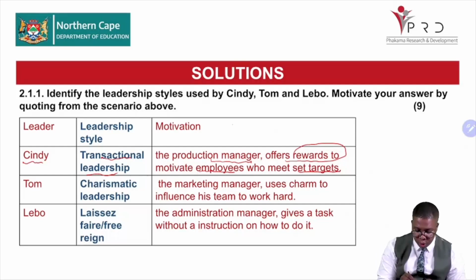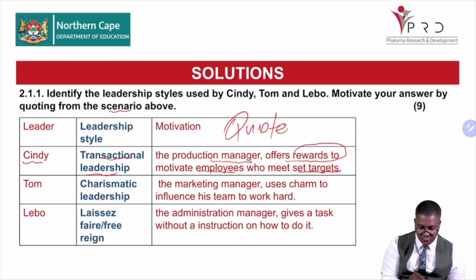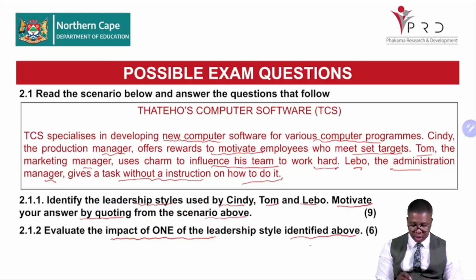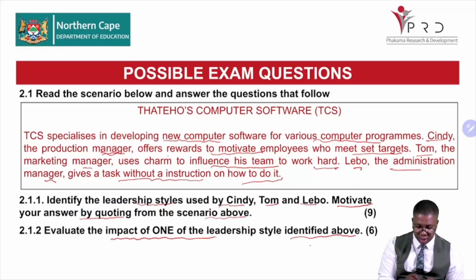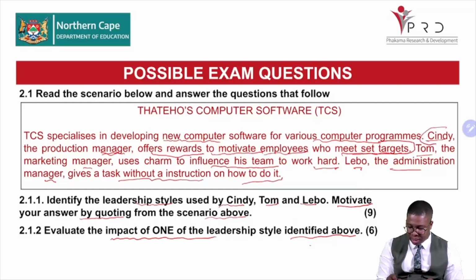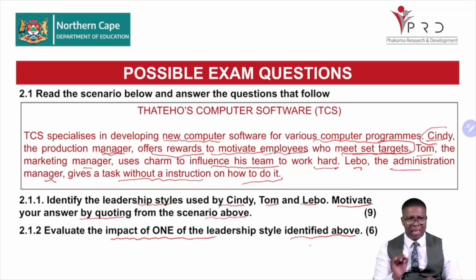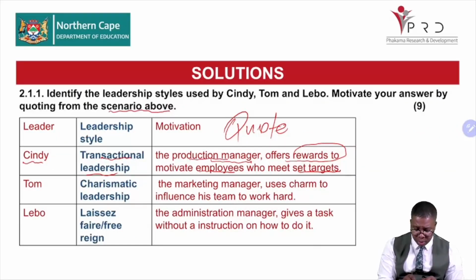You need to quote fully, because when we are saying quote from the scenario above, this is the scenario above. And as we can check here, they're saying Cindy, the production manager, offers rewards to motivate employees who have met the set targets. So let's be clear, the quotation should be done in full so that you don't lose your marks. As you can see here, the production manager offers rewards to motivate employees who have met the set targets. So that is 1 mark and 2 marks.